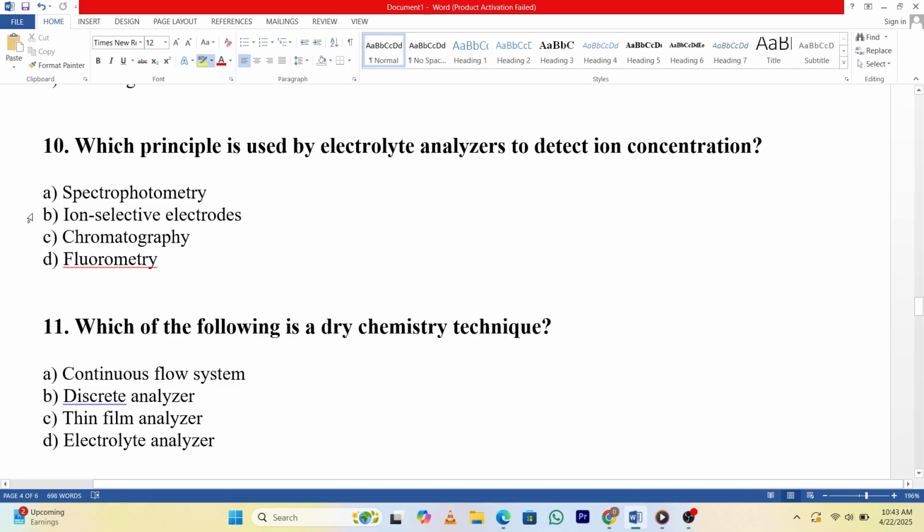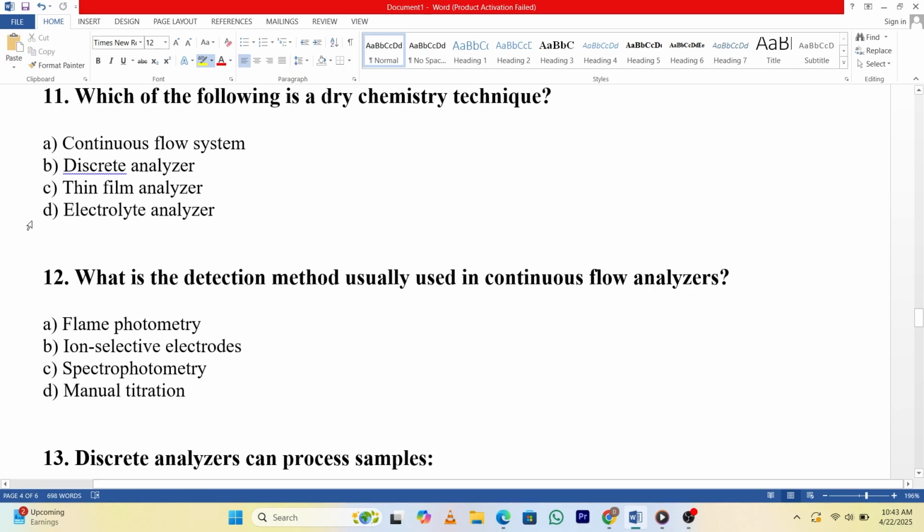11. Which of the following is a dry chemistry technique? A. Continuous flow system. B. Discrete analyzer. C. Thin film analyzer. D. Electrolyte analyzer. Answer, C. 12. What is the detection method usually used in continuous flow analyzers? A. Flame photometry. B. Ion-selective electrodes. C. Spectrophotometry. D. Manual titration. Answer, C.